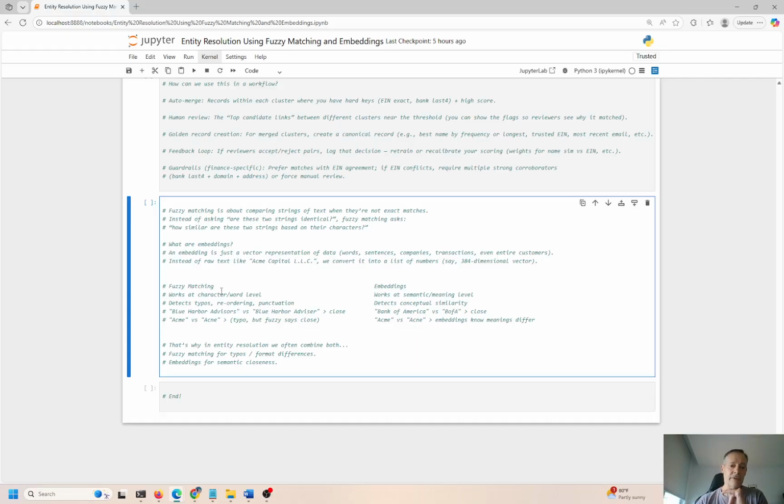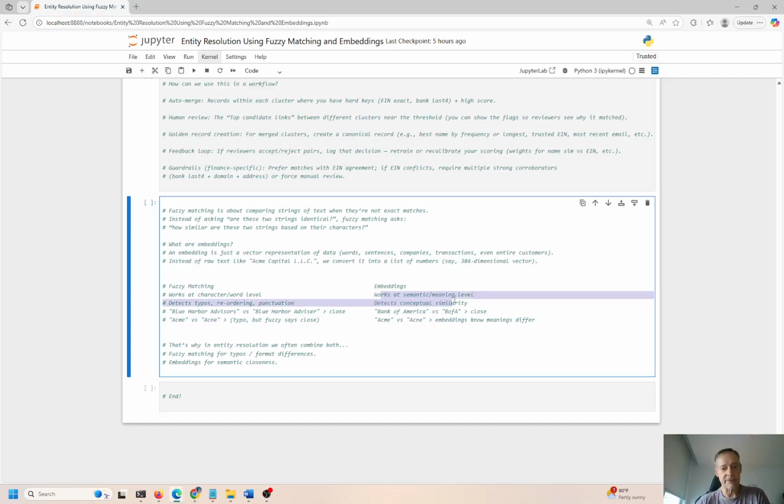So fuzzy matching really works well at a character or word level. The text types, punctuation, or typos, and it knows that these two things right here are pretty close. It knows that these two things right here are pretty close. These are just different typos, right? So fuzzy matching will pick up on those pretty easily.